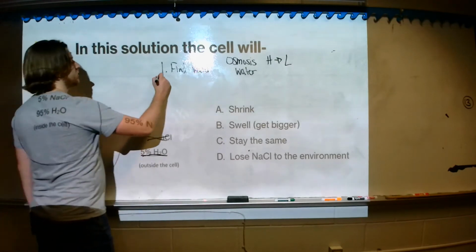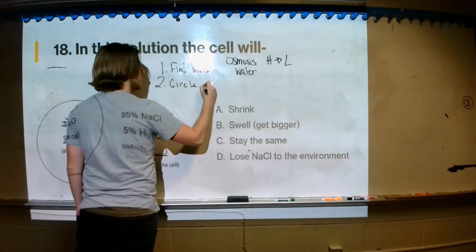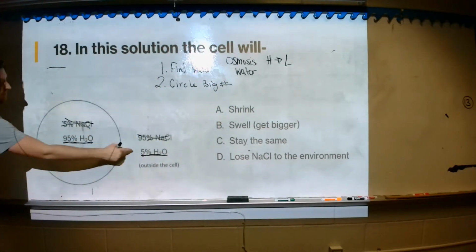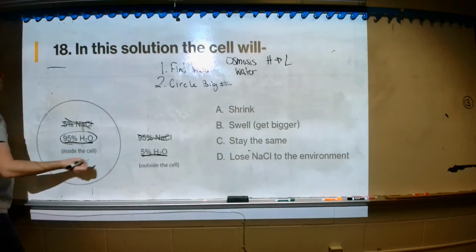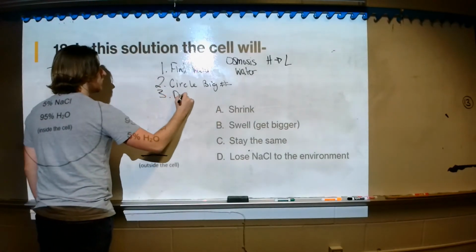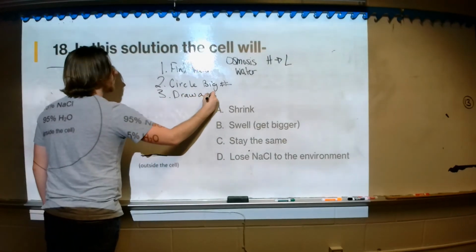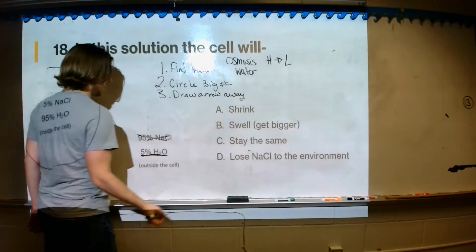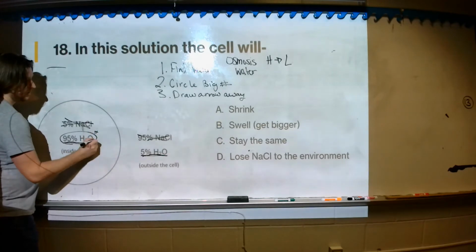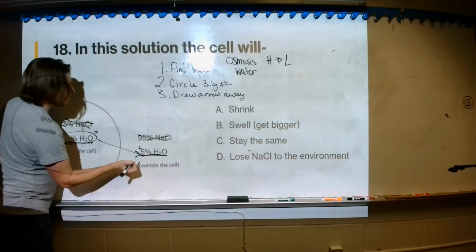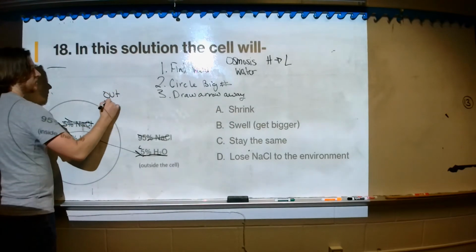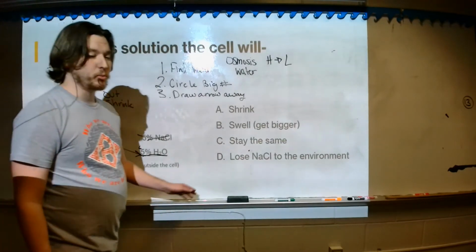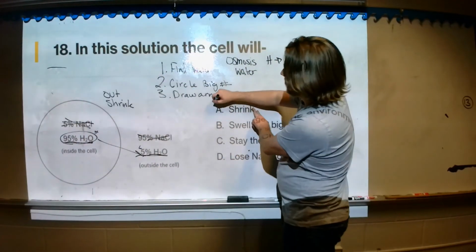Now, number 2 says circle the big number. So let's go find my big number, 95.5. 95 is bigger. And 3, draw an arrow away, because away is high to low. So the water will move from high, which is the 95, to low, which is the 5. So the water is going to move out, and the cell is going to shrink. Which leaves us with the answer A, shrink.